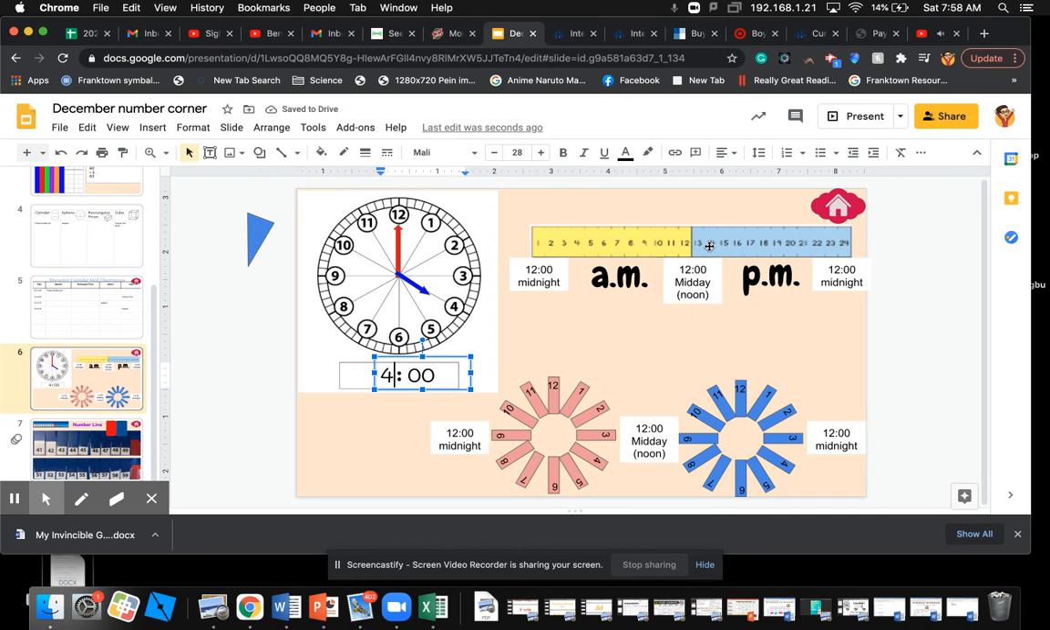Now that is the 1, 2, 3, 4. The 16th hour of the day. We're getting more and more into the afternoon. So that's why we're here. It went around the clock again from 3 to 4. So it is 4 p.m.